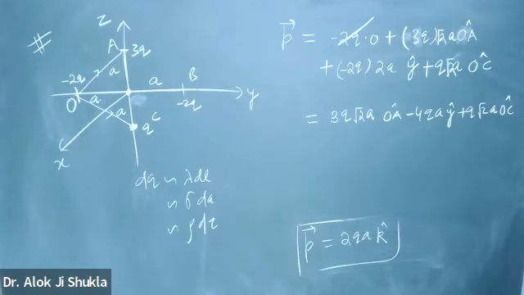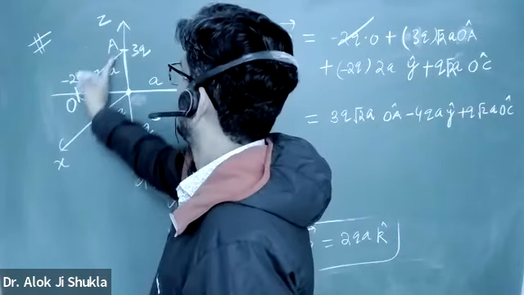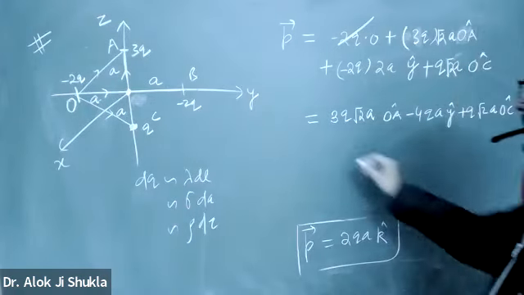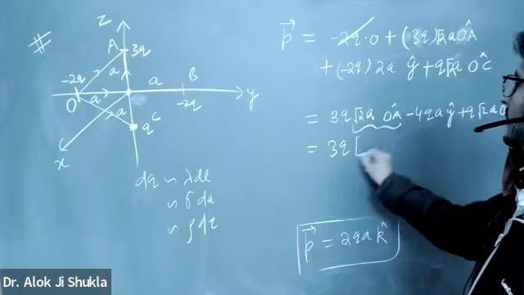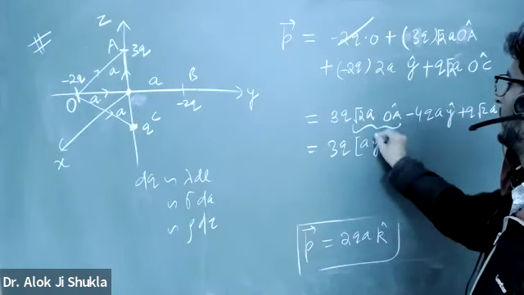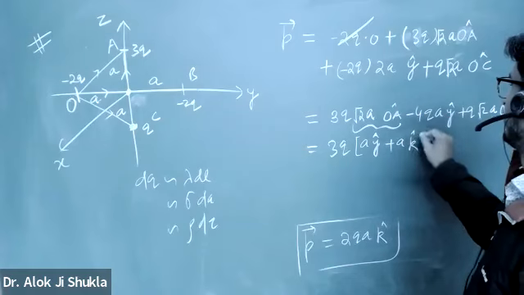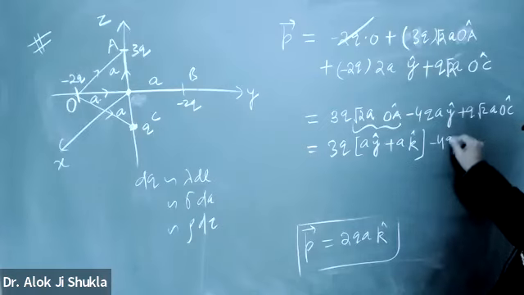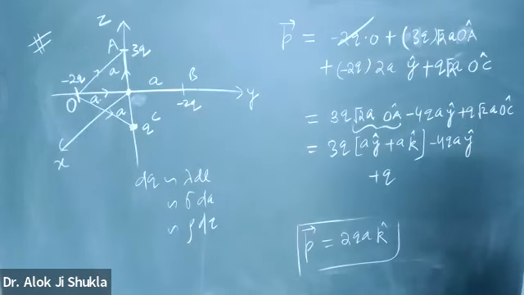Yes. So please see this. Actually, this vector I could have broken like this. Yes or no? Yes, sir. So I will write 3Q. This vector I will write as A y cap plus A z cap, that is A j cap, k cap. Okay? And minus 4Q A y cap plus Q root 2, this vector.